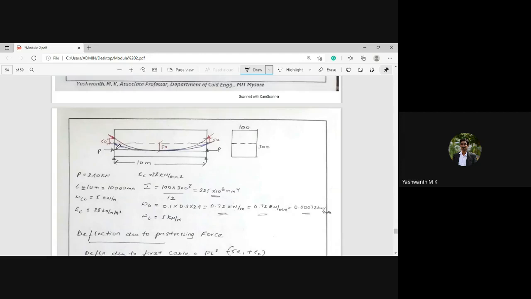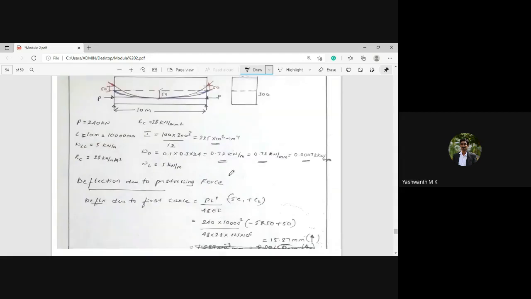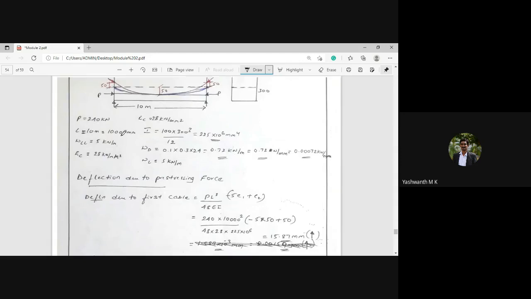Next, coming to the third cable, that is a straight cable, it will have a constant eccentricity of 50 mm throughout the span. So this is regarding the details of the cables that have been placed inside the pre-stressed concrete beam. And this will be the cross section. As I stated, it is a rectangular beam of dimension 100 mm wide and 300 mm deep. So let us proceed.